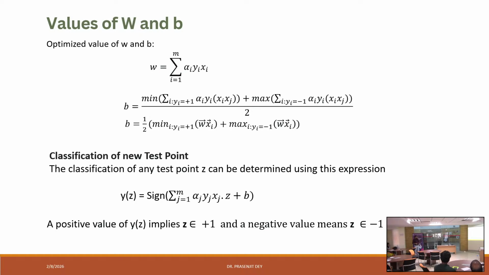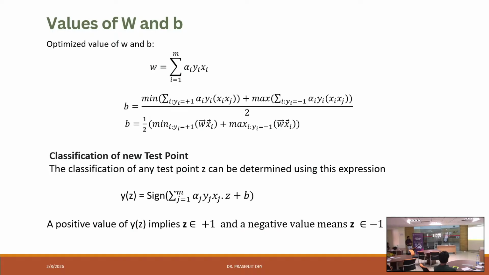Now i equal to 1 to n, those were the training samples. Now I am going to talk about a new sample. Suppose Z is a new sample, and that sample I would like to classify. In that case, I will put this particular sample into this equation, and if the overall expression is positive, that Z sample belongs to the positive class. If it is negative, the Z sample belongs to the negative class, because this was our earlier expression.